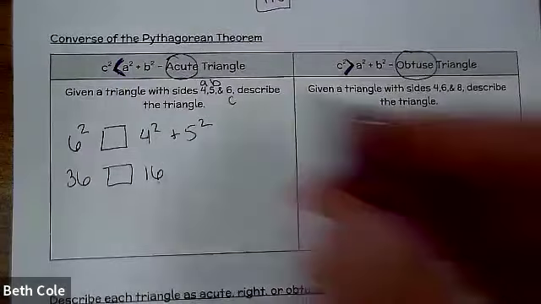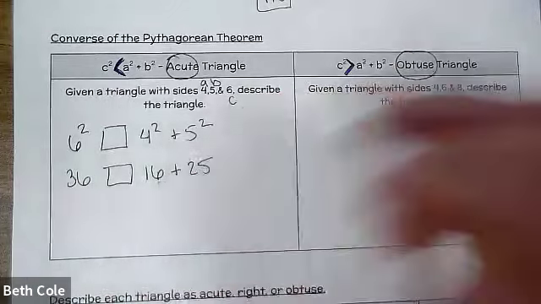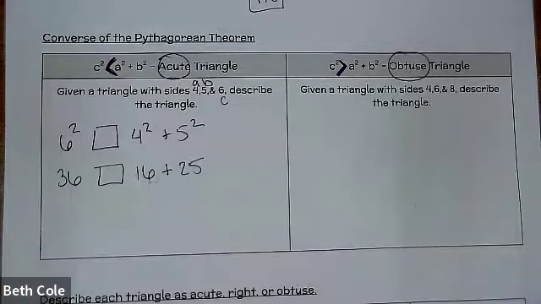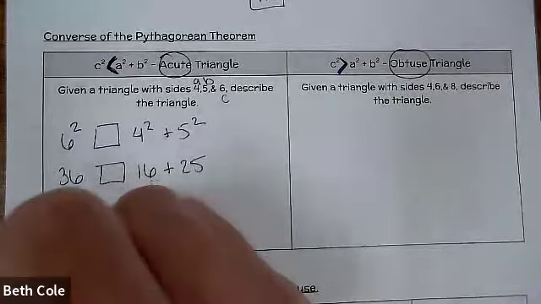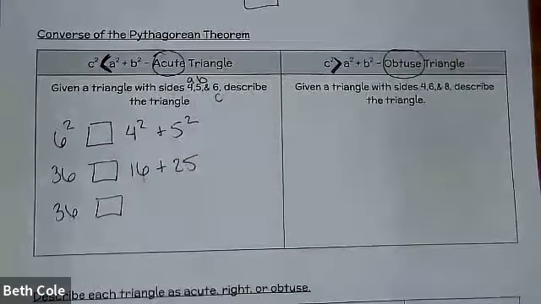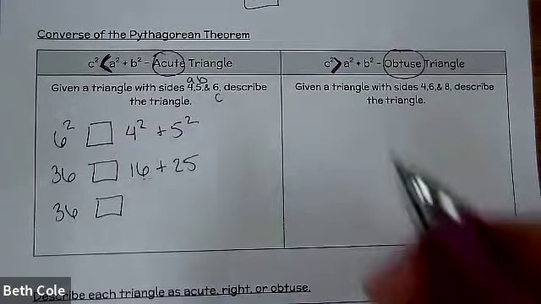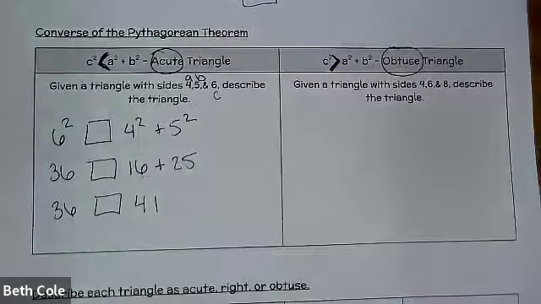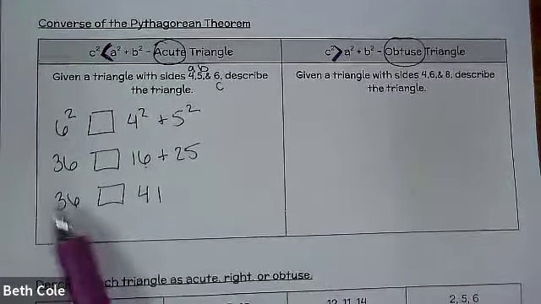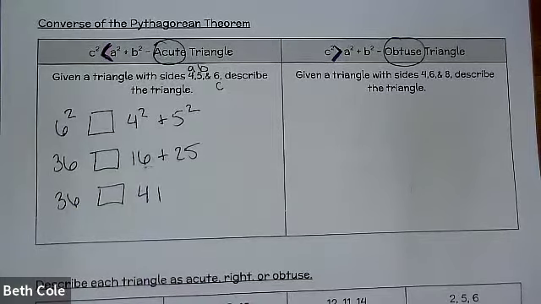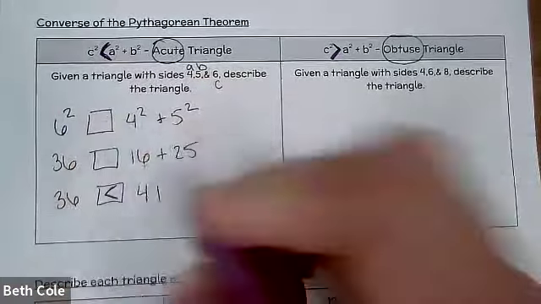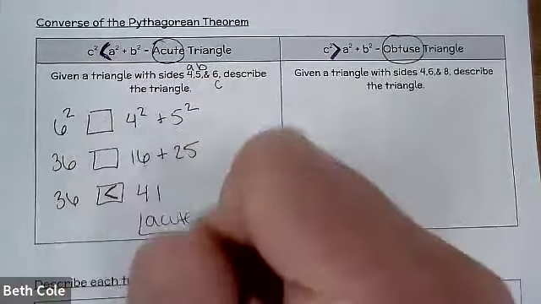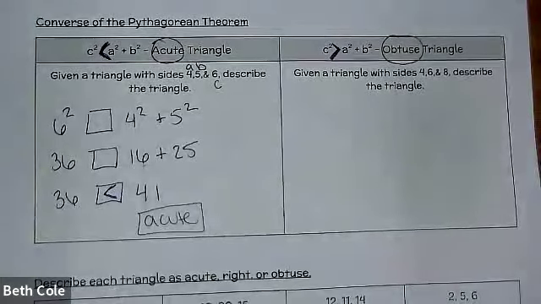Be 16. And then 5 squared is 25. So we still have 36 on this side. We're going to add those together. 25 plus 16 is going to give us 41. So here's the $1 million question. Is 36 bigger or smaller than 41? What do you think? Smaller, right? Less than. Less than means acute. Less means acute. Bigger means obtuse.